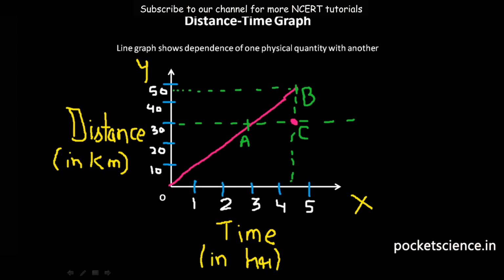Now, where the line from C parallel to the x-axis and the line from B parallel to the x-axis intersect the y-axis, name them S2 and S1. This will be your S2 and this will be your S1. So S2 is the distance at point B and S1 is the distance at point A.